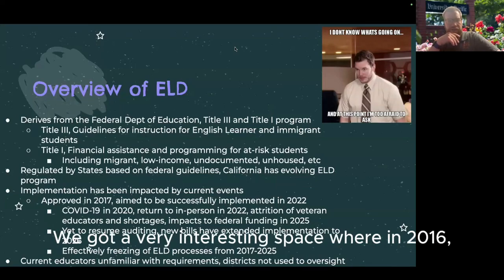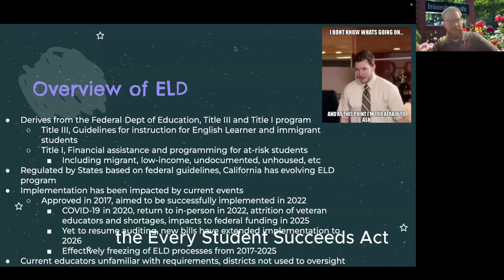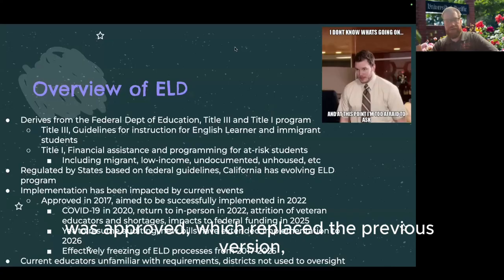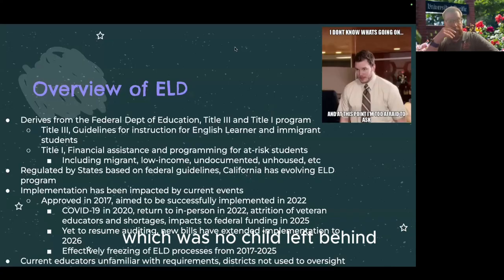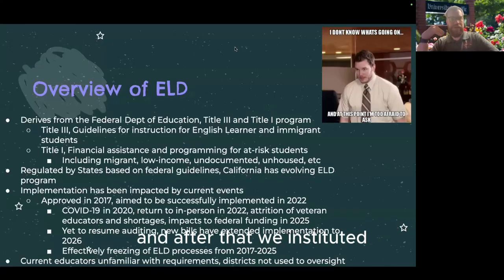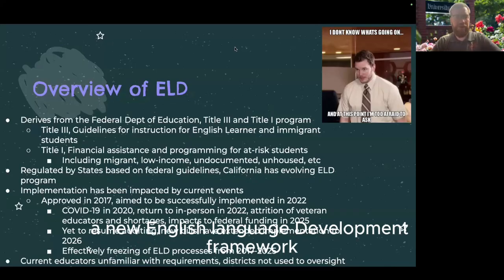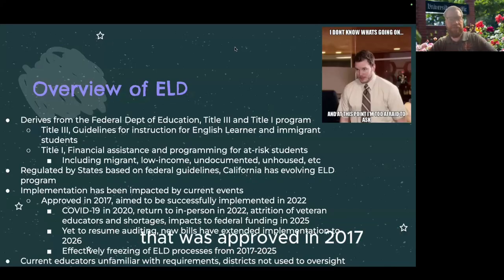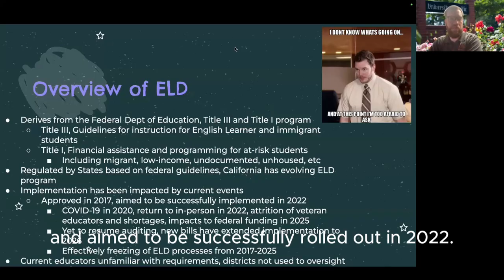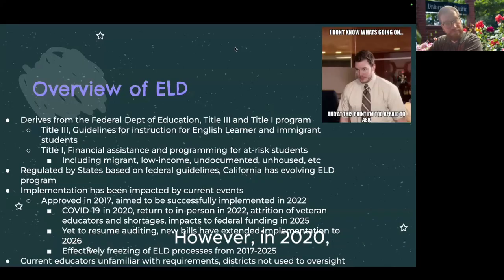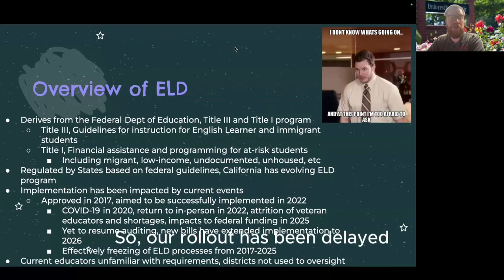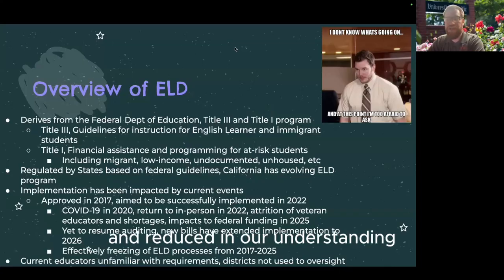We're in a very interesting space where in 2016, the Every Student Succeeds Act was approved, which replaced the previous version, which was No Child Left Behind. After that, we instituted a new English language development framework that was approved in 2017 and aimed to be successfully rolled out in 2022. However, in 2020, COVID happened, and we didn't return to in person until 2022. So our rollout has been delayed and reduced in our understanding and the way that we're integrated in English in designated English language development.